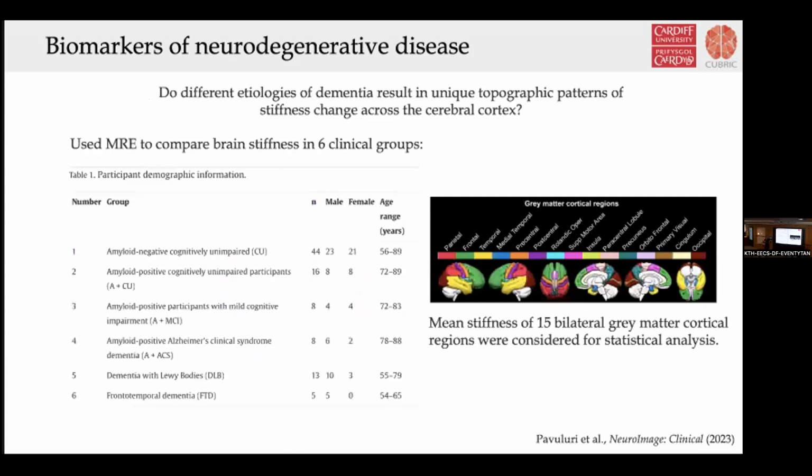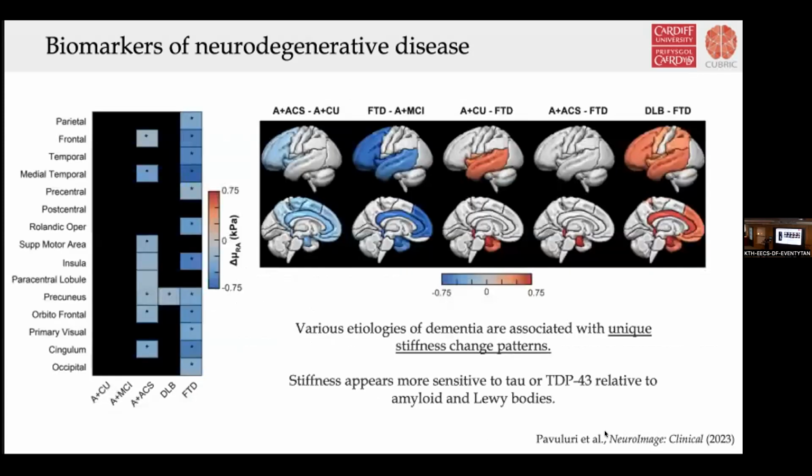In another study by the Mayo Clinic group, they examined brain stiffness change across the cortex in 6 different clinical groups. So this is healthy controls, amyloid negative, positive, positive amyloid with MCI, your typical Alzheimer's classification, dementia with Lewy bodies and frontotemporal dementia, and it was whether different patterns of brain stiffness could help with differential diagnosis. They looked at 15 different grey matter regions, and you can see, yes, differences for various dementia groups compared to the control group here do show different patterns of brain stiffness in the cortex.